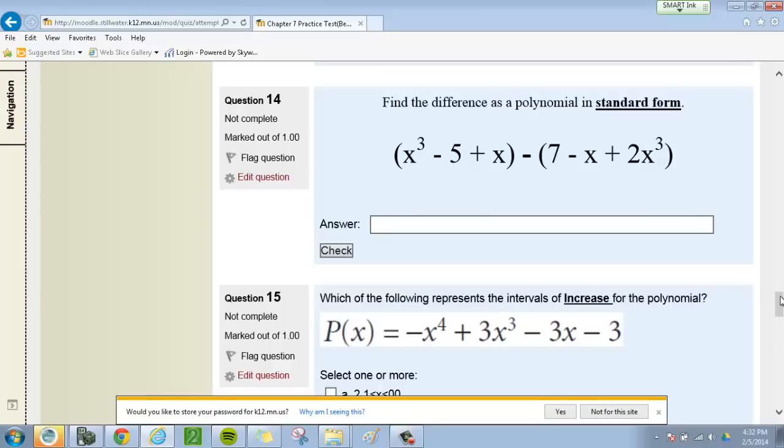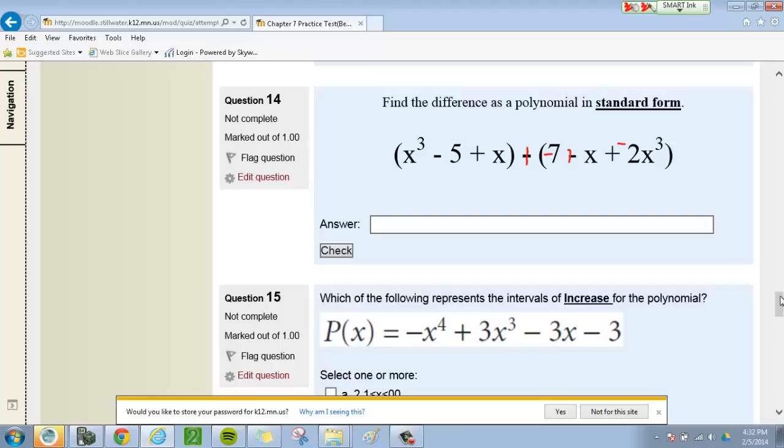On number 14, it says find the difference, so we're just subtracting these. Okay, we can do this. Find the difference as a polynomial in standard form. So remember, biggest to smallest. Remember, I hate subtracting. I always like to make it addition, but when I do that, I've got to change every sign in the next polynomial, or sorry, the next parentheses. So this is going to be a negative, that's going to be positive, and that's going to be a negative right there.